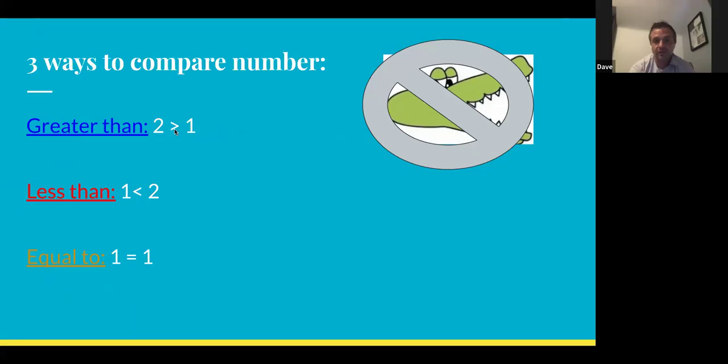When I see this symbol here, it means greater than. When it's open up to this side of the screen, that means greater than. It is not an alligator mouth going that way. We read it for what the symbol says, greater than.